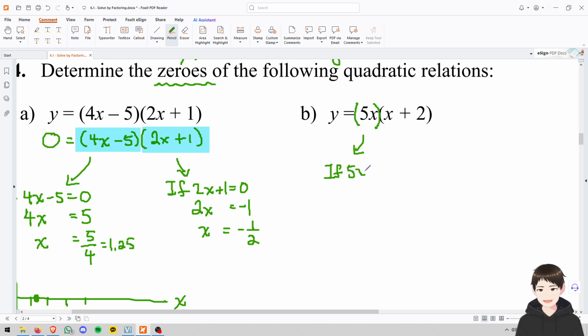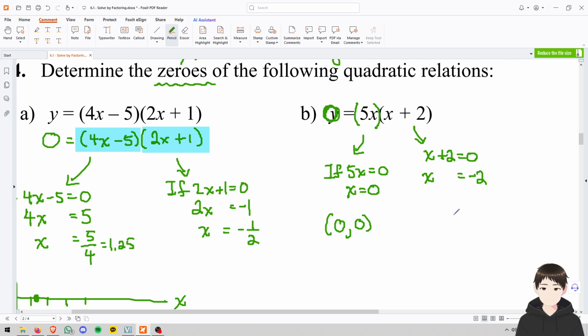If 5x equals a 0, what's x got to be to make that equal 0? It's got to be a 0 because you divide both sides by 5. Here, if x plus 2 equals a 0, what's x going to be? Subtract 2 from both sides. So we've got when x equals a 0, y equals a 0. When x equals a negative 2, y equals a 0. There's my x-intercepts.